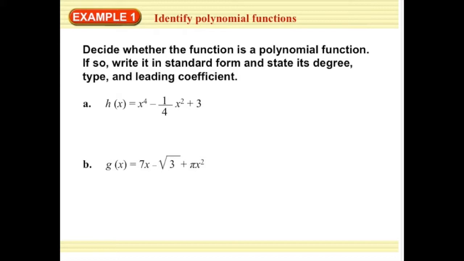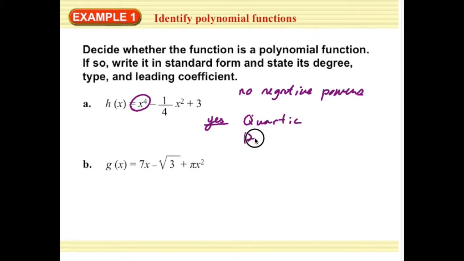Example 1 says decide whether the function is a polynomial function, and if so, write it in standard form and state its degree, type, and leading coefficient. So when I look at a, I know that the highest power is to the 4th, so this is going to be a quartic equation. There's no negative powers, which is important. So I'm saying, yes, it is a polynomial function. It's quartic, so it has a degree of 4. And the leading coefficient is actually 1 because there's no whole number in front of that x to the 4th. So we assume that it's an identity, which is just 1.